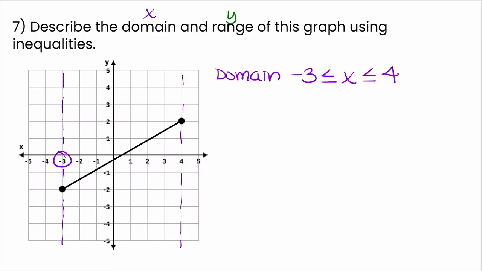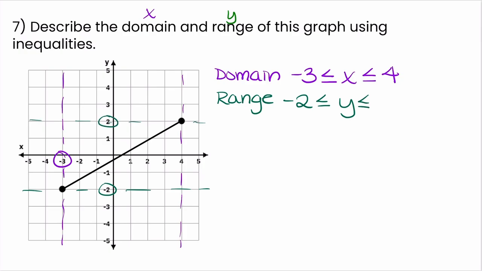Now let's think about the range. So range is going to go low to high. So the lowest y value is here at -2. That is included because of that filled in circle, so we're saying -2 is less than or equal to, and then range is talking about y. And then the highest value is here at 2, right? So less than or equal to 2. So that's the domain and range in inequalities.